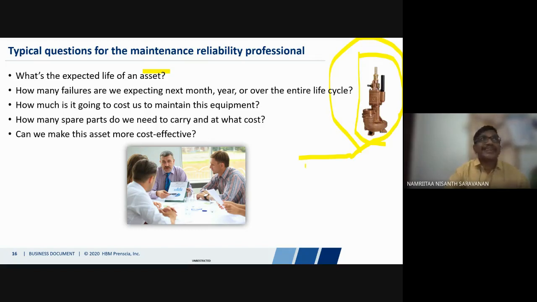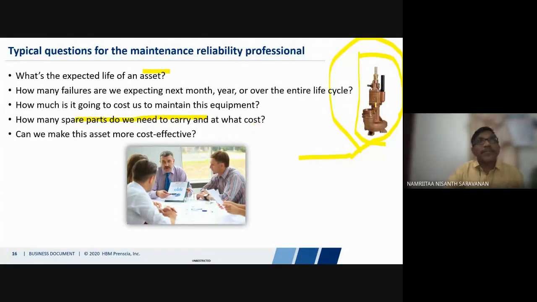But what is that exactly? Is there any possibility to find out? How many failures will I experience in the next 1 month for this pump? In the next 5 years for this pump? How many pumps do I need to replace? So these are all the different questions asked by the industries. How much is it going to cost me to maintain this equipment in the situation? How many spare parts do I need to carry, and at what cost?